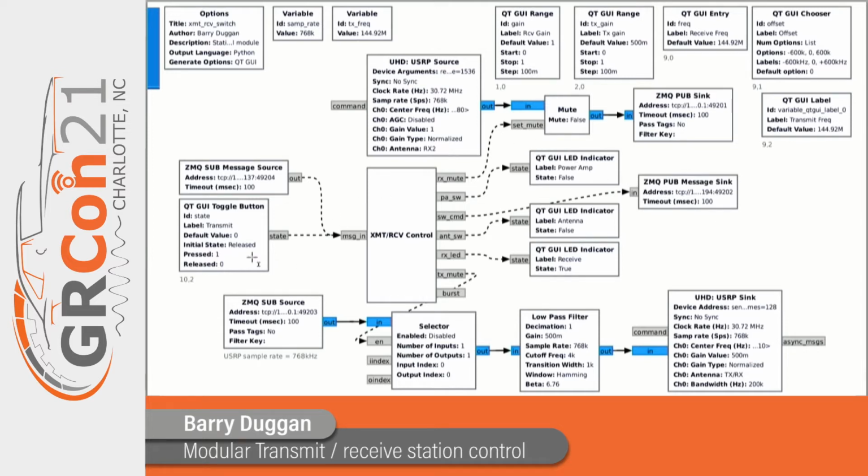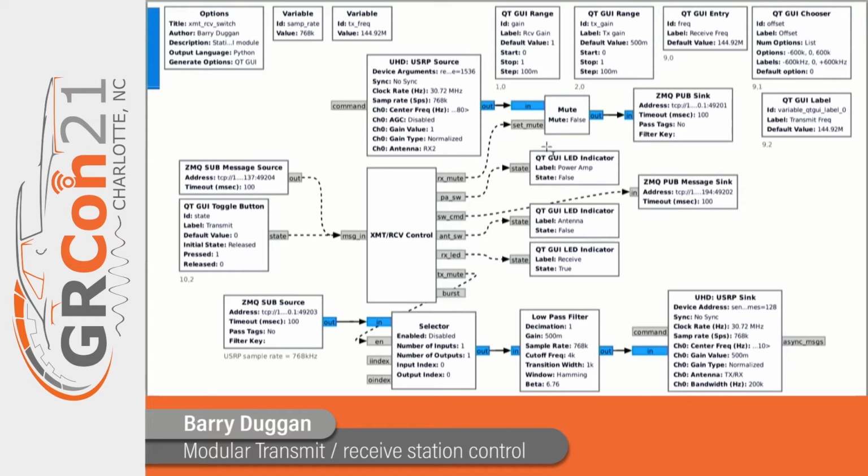The toggle button sends a message to the transmit receive control, which is an embedded Python block. And then messages go to the various functions here.